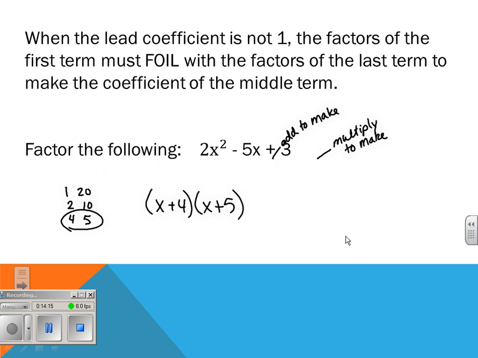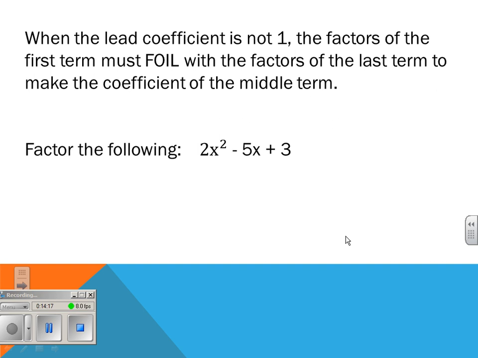Let's go to another one. Now when the lead coefficient isn't 1, the factors of the first term have to FOIL with the factors of the last term to make the coefficient of the middle term. Now this one that I gave you isn't bad, but you do have that 2 out front to consider. So this is what I do. I know that the first terms have to be 2x and x, so I put them in.